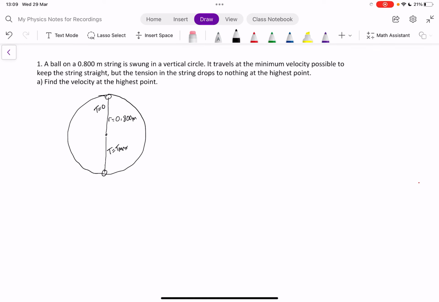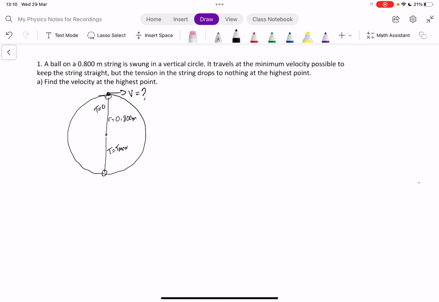I also need to be clear about what it is I've been asked to find. I've been asked to find the velocity at the highest point. I'm going to assume it's going that way for no other reason than it's convenient. So that's all we need. There could be more information on this. There might be things like gravity being 9.81, all sorts of stuff that might be involved. We don't know the mass of the ball or anything else. We probably don't need to.